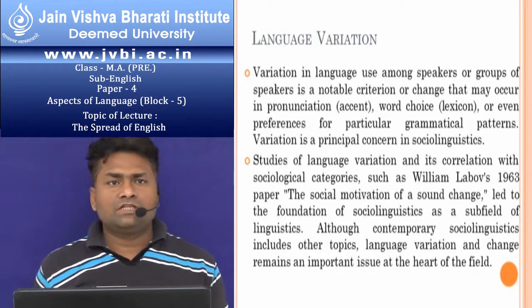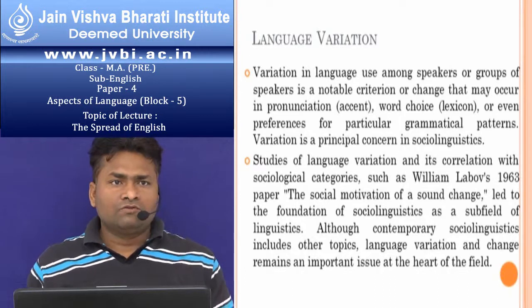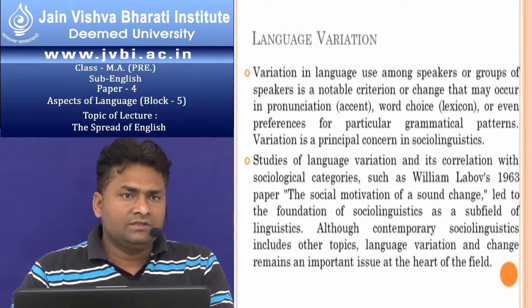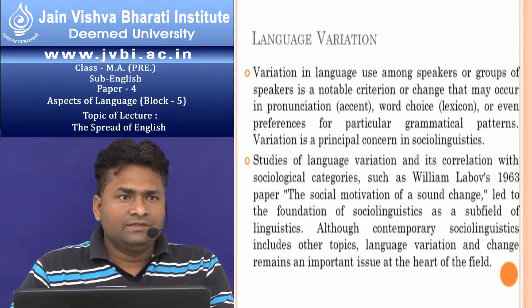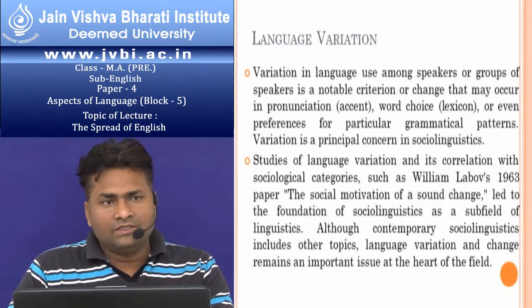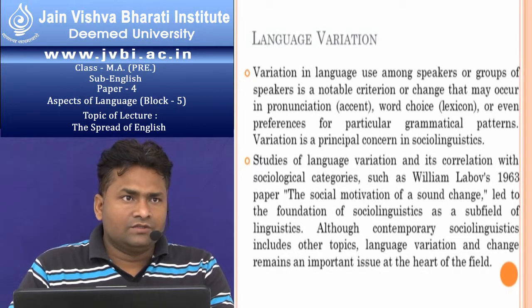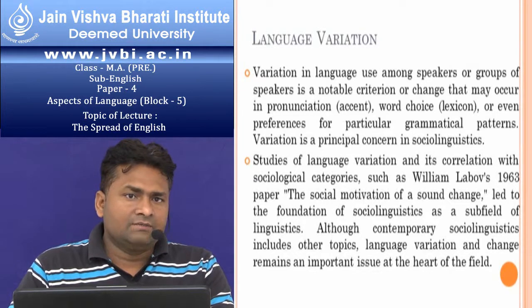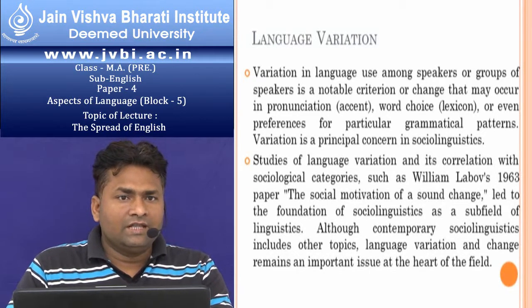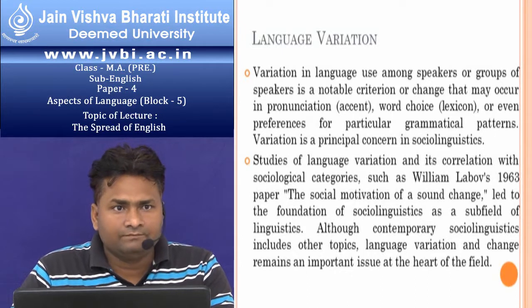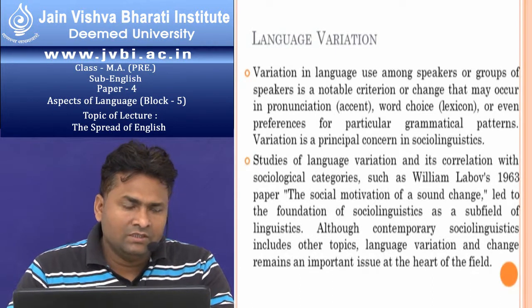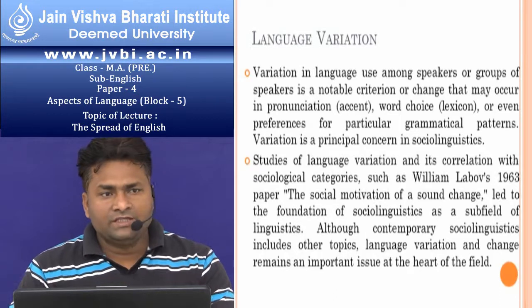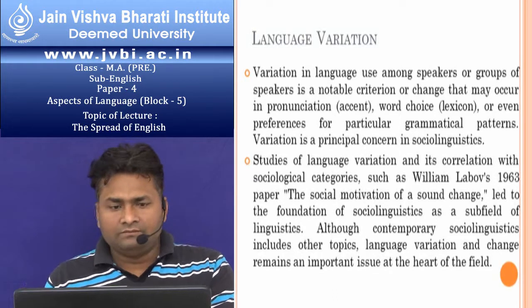Variation in language use among speakers or groups of speakers is a notable criterion or change that may occur in pronunciation, word choice, or even preferences for particular grammatical patterns. Variation is a principal concern in sociolinguistics. Studies of language variation and its correlation with sociological categories, such as William Labov's 1963 paper, The Social Motivation of a Sound Change, led to the foundation of sociolinguistics as a subfield of linguistics. Although contemporary sociolinguistics includes other topics, language variation and change remains an important issue at the heart of the field.